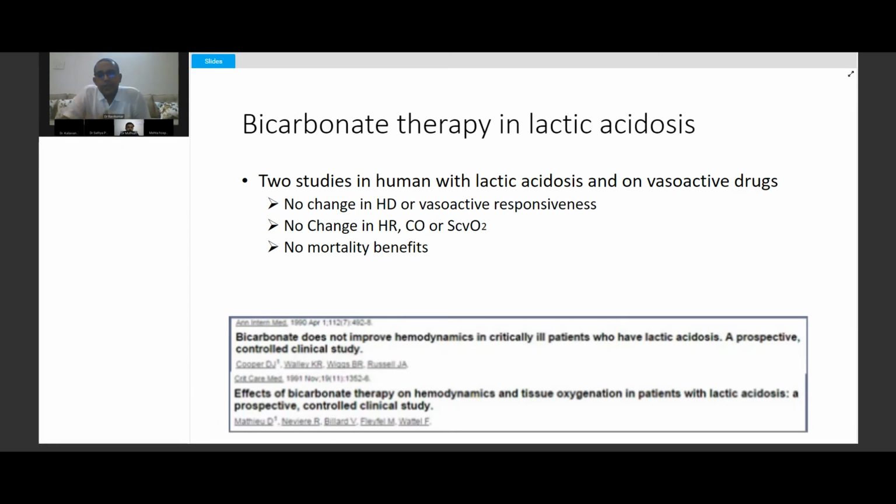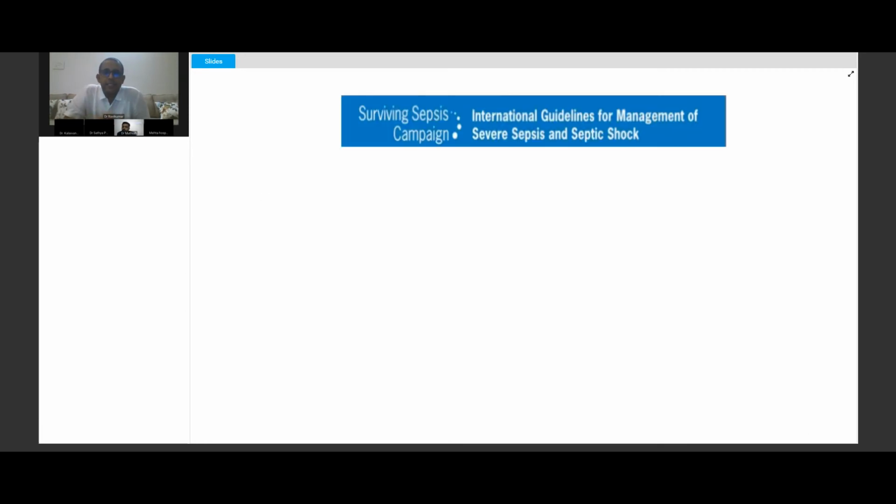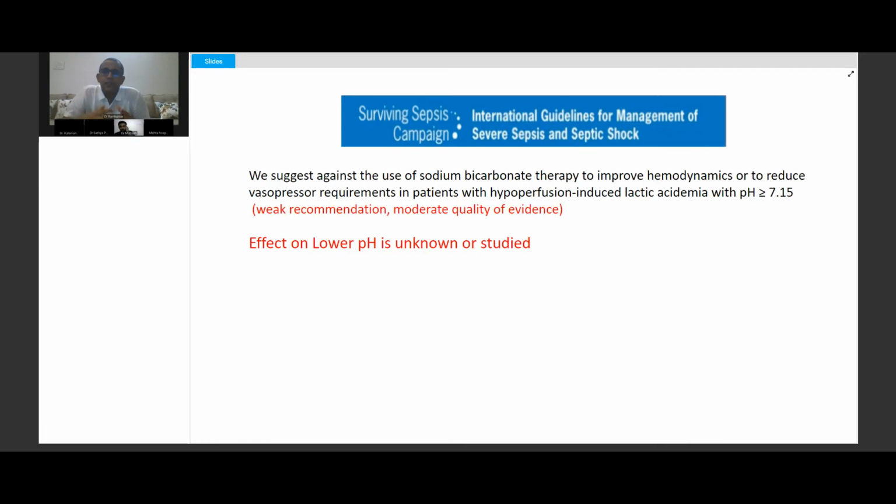Studies have shown again here that when you are trying to improve the pH by giving bicarbonate, your intracellular pH drops in most of these studies. So what are the guidelines by the Surviving Sepsis Campaign? They say that there is no advantage of using bicarbonate therapy when your pH is more than 7.15, and there are no real studies to prove whether it benefits at a lower pH.